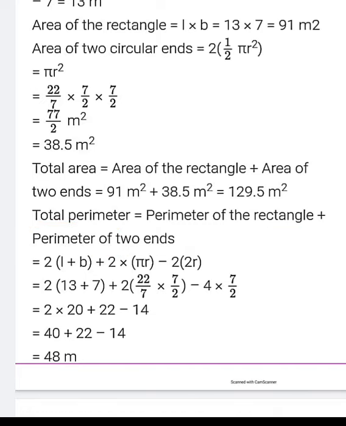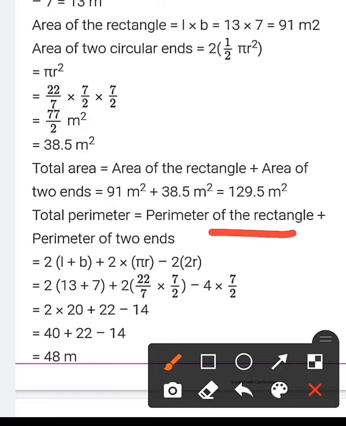पेरीमीटर ऑफ रेक्टेंगल प्लस पेरीमीटर ऑफ टू एंड्स. सो पेरीमीटर ऑफ रेक्टेंगल फॉर्मूला इज 2 into L plus B plus perimeter of two ends, जो two circular ends है, so that we need to take out. So that will be 2 pi r minus 2 times 2r. 2 times 2r, why it will be 2 times 2r when we will take perimeter of two circles.